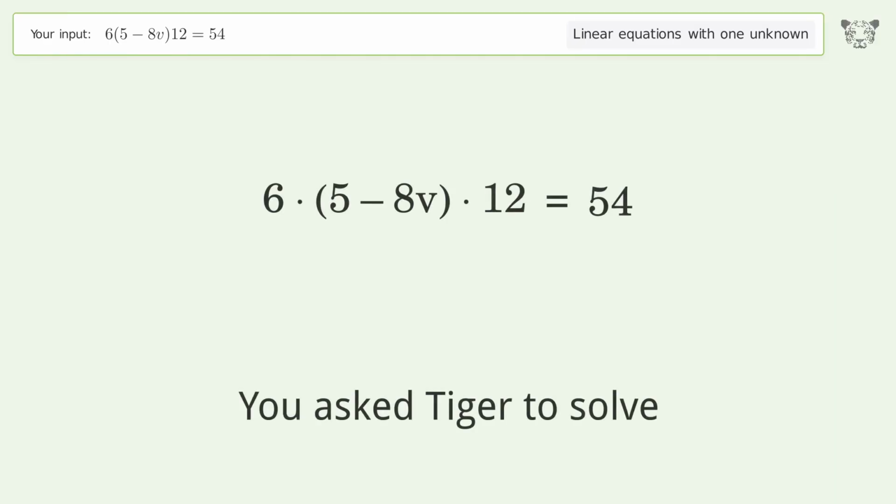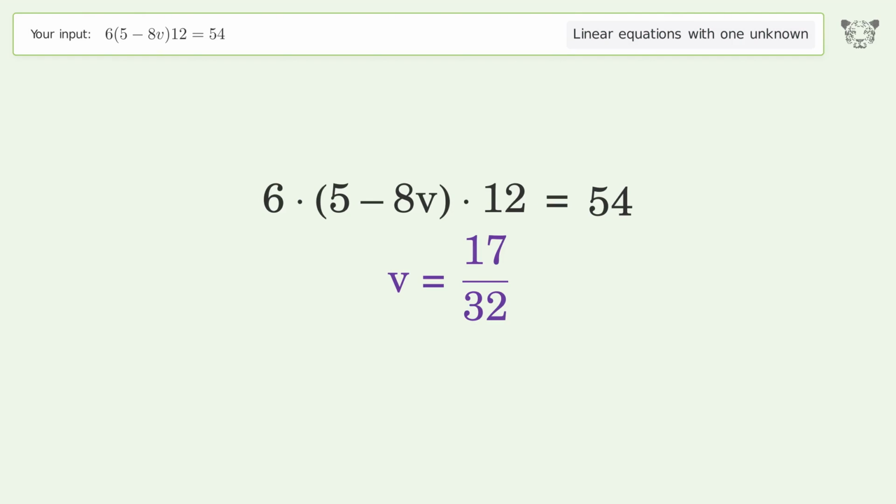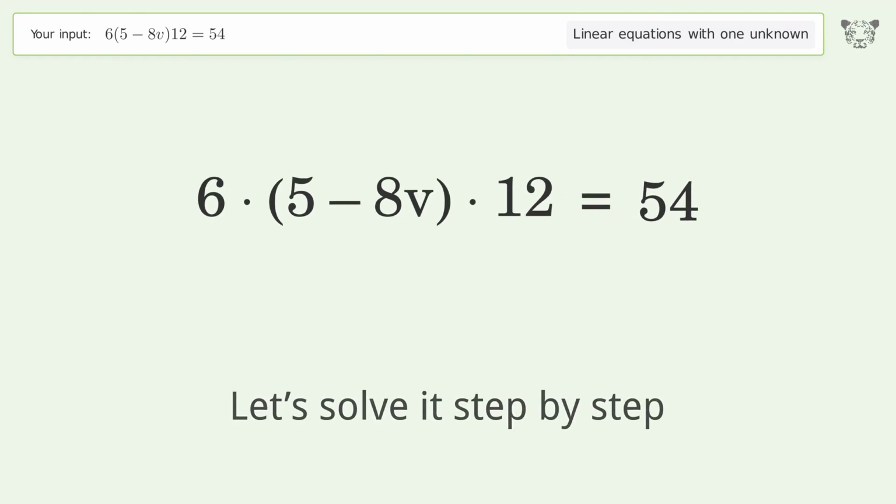You ask Tiger to solve. This deals with linear equations with one unknown. The final result is v equals 17/32. Let's solve it step by step.